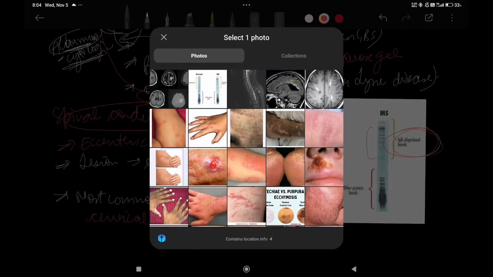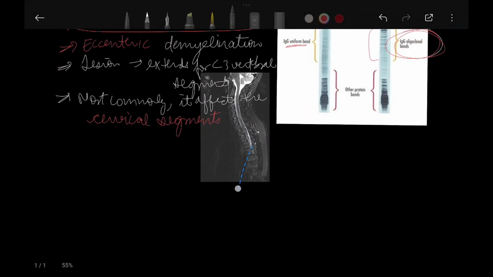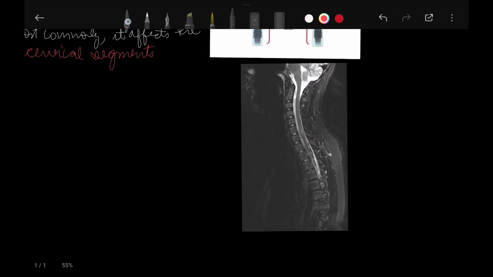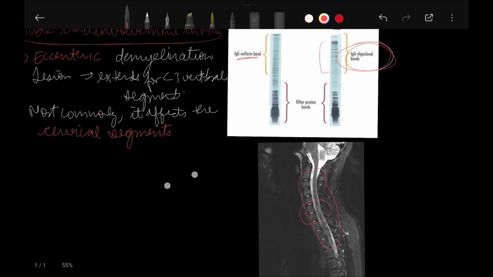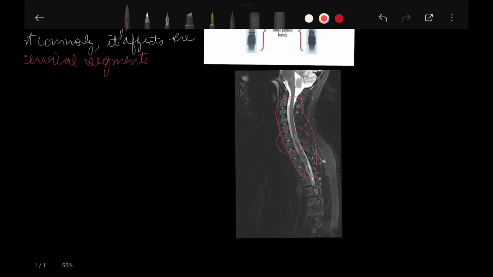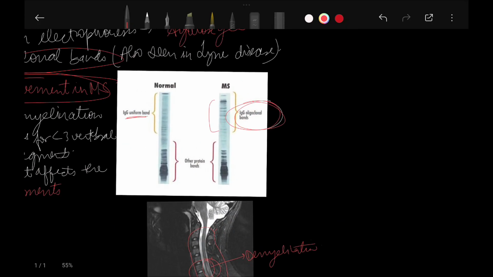Now, this is the image of the involvement of the spinal cord. We can see that mainly the cervical segments are involved. Less than 3 cervical segments are involved, and eccentric demyelination, which can happen anywhere. Most commonly it affects the cervical segments. This is the area of demyelination, and this was agarose gel CSF protein electrophoresis.